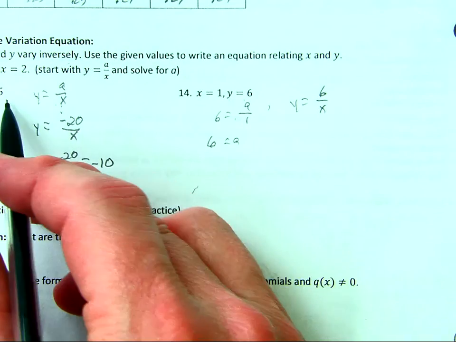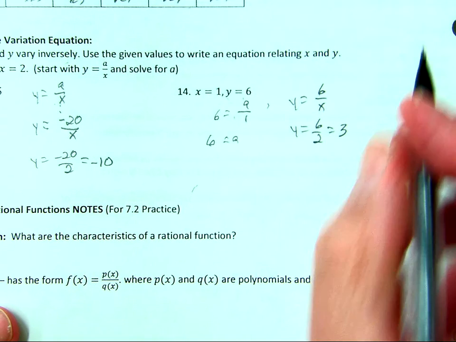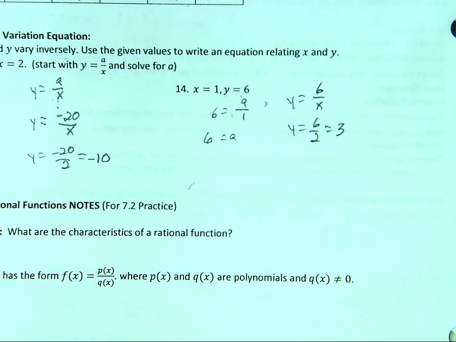Well, what's y when x is 2? Let's plug 2 in there. 6 divided by 2 is 3. And that's it. That's 7.1.